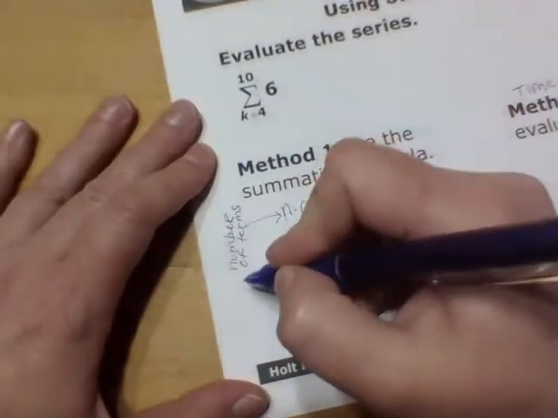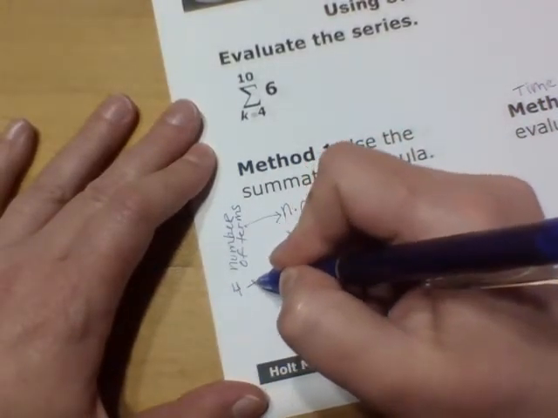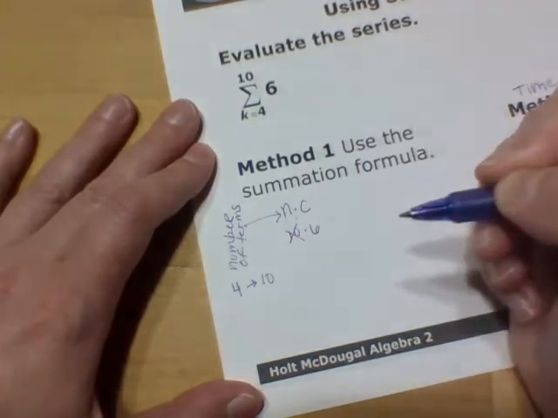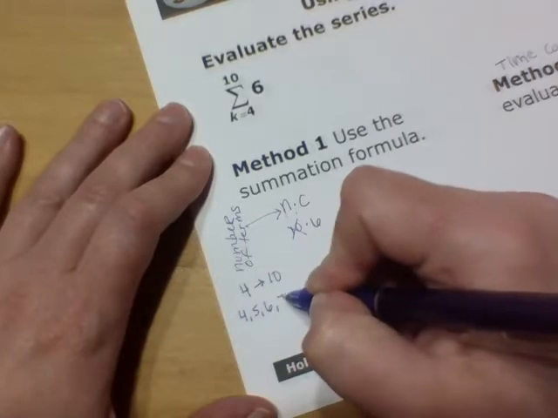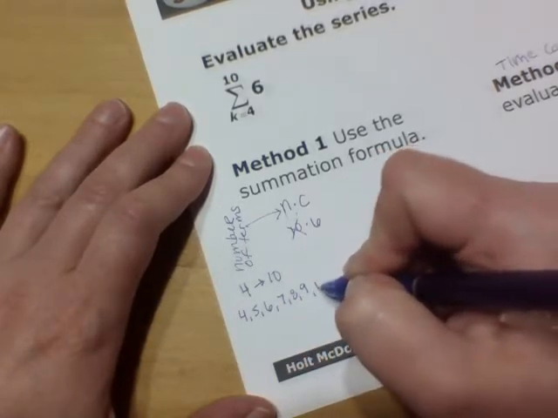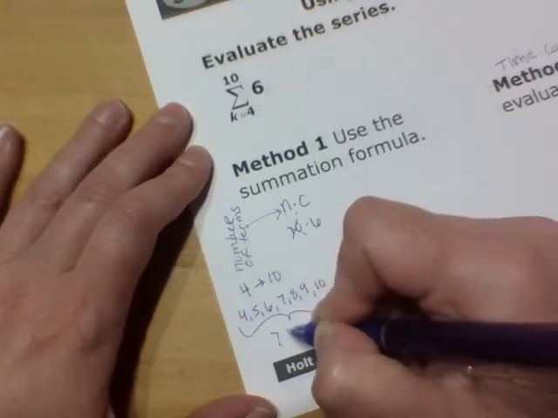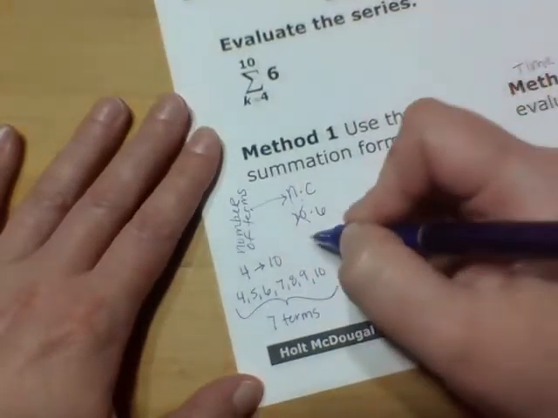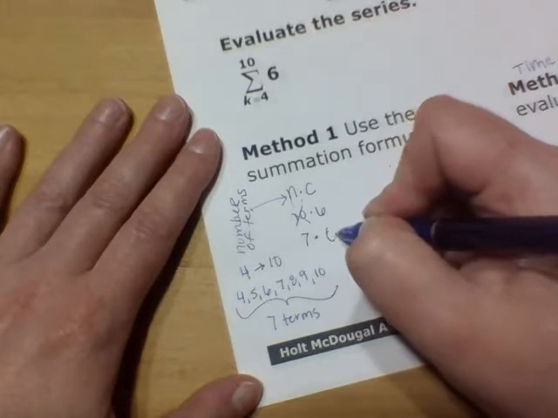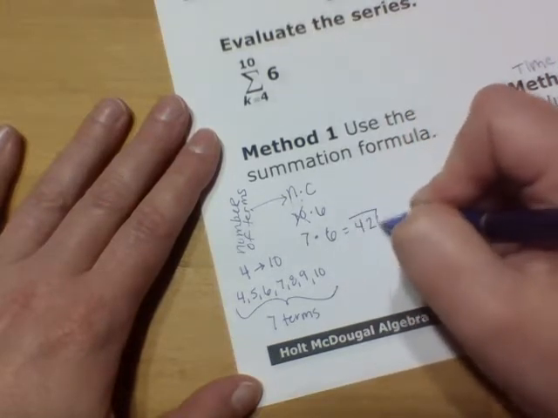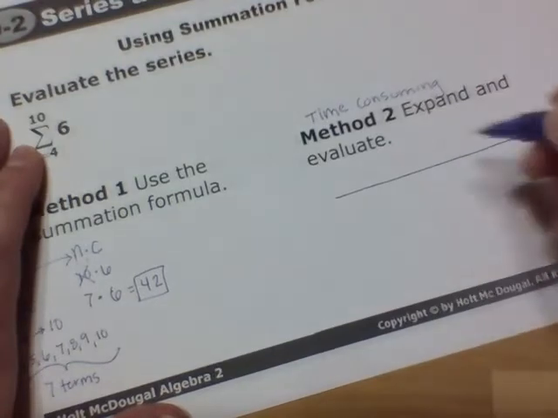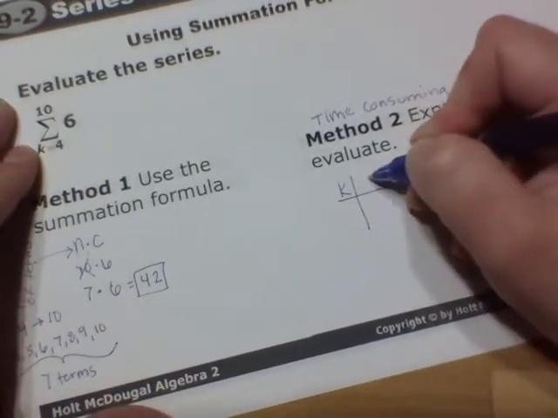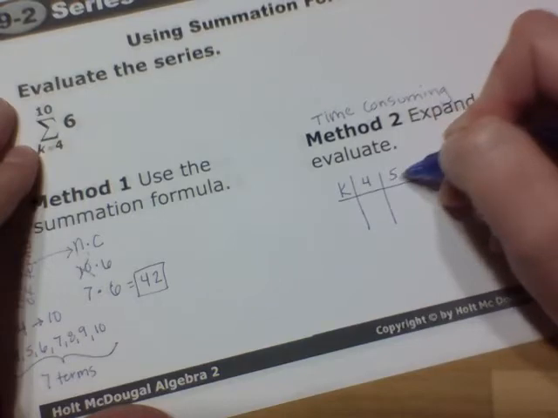And in this case, our number of terms starts at 4 and goes till 10. And so if we look at the number of terms themselves, that's 4, 5, the 6th term, 7th term, 8th term, 9th term, and 10th term, which is actually 7 terms. So we're going to be doing 7 times 6, and that's going to be 42. All right, if we did the expanding piece, we would have come up with the fact that our k value is 4, but then it's 5 and 6.